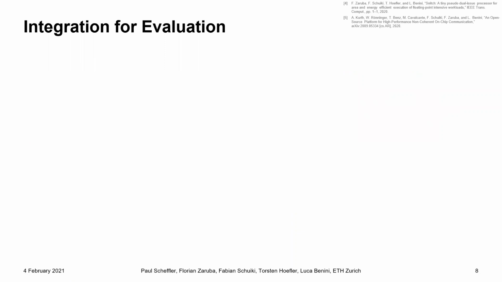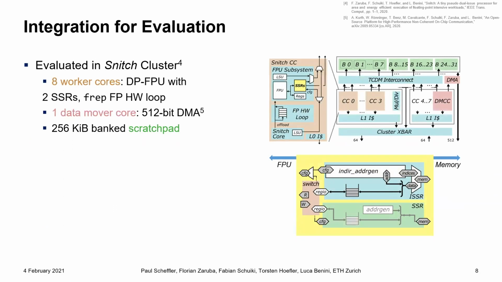So now, what system did we integrate this into to evaluate it? We integrated it into the RISC-V Snitch cluster, which is now openly available. This cluster in its configuration we used here comes with 8 worker cores, each of which has a double precision floating point unit with 2 SSRs, and a specialized FREP hardware loop, which we'll talk about shortly, and 1 data mover core, which doesn't have an FPU, but controls a 512-bit DMA for memory accesses, which copy data from the outside to an internal 256 kilobyte scratch pad, which is shared among the cores.